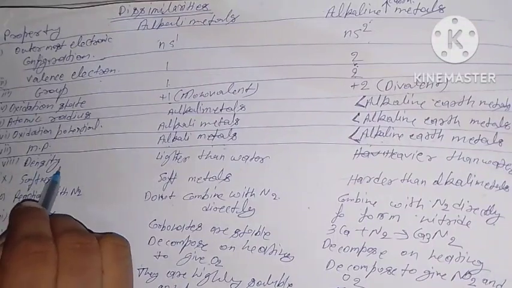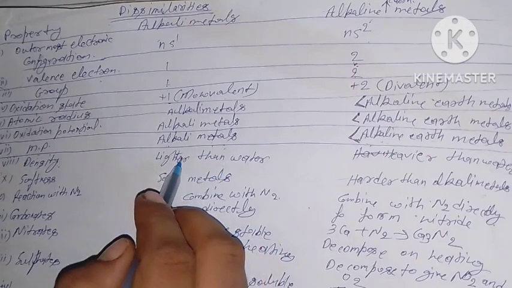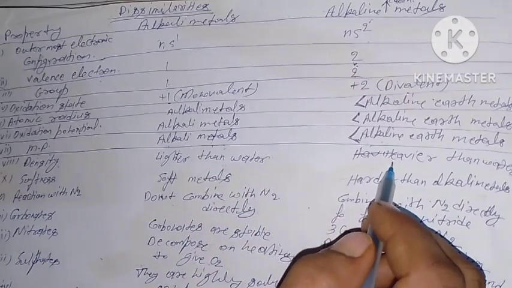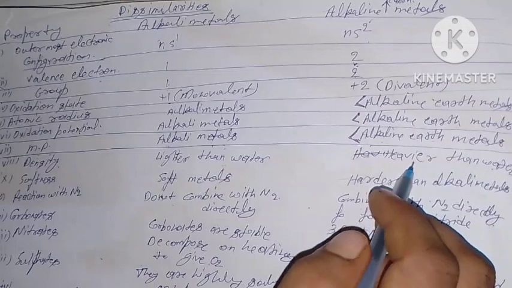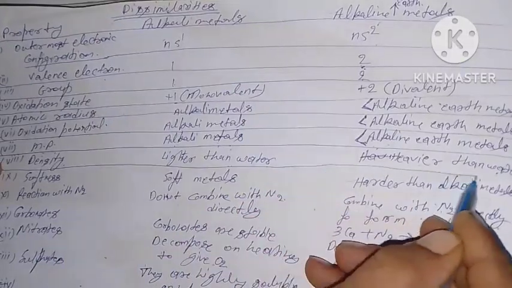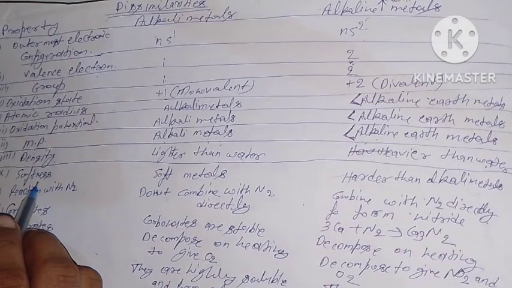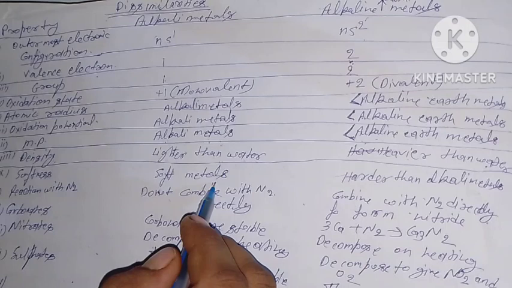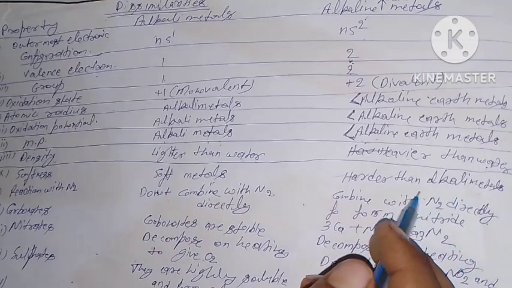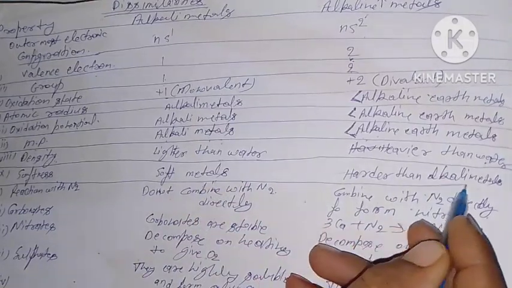Eighth point, density. The density of alkali metals is lighter than water, and the density of alkaline earth metals is heavier than water. Next, point 9, softness. Alkali metals are soft metals, but alkaline earth metals are harder than alkali metals.